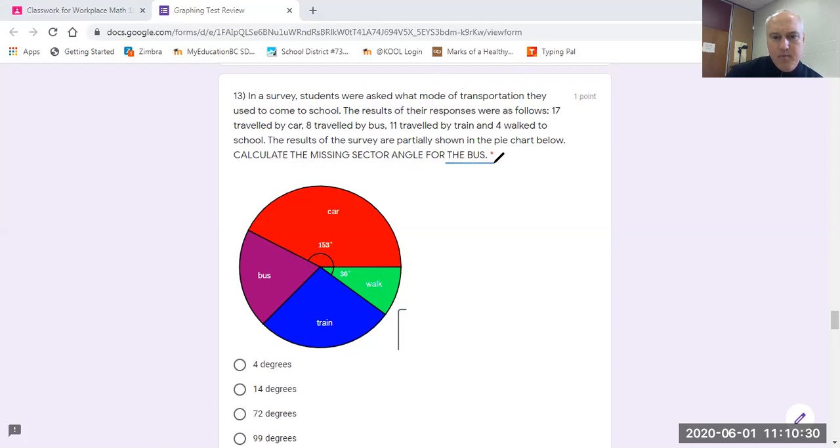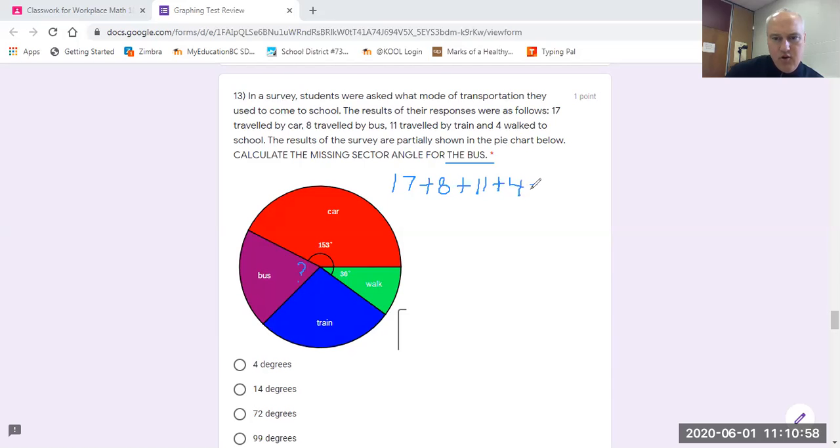So we want to know what the missing sector angle is for this bus. So right here is what we want to know. And how do we figure that out? Well, first of all, we need to know what the total number of people surveyed was. So I need to take the 17 people that responded that they traveled by car, the 8 that said they traveled by bus, the 11 that said they traveled by train, and the 4 that said they traveled to school by walking, and we add all those up.